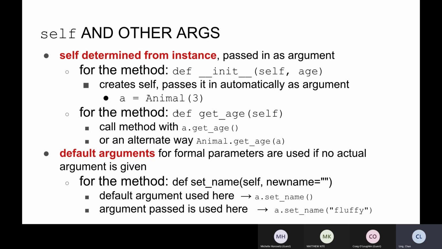And when you're calling the method for a class, don't forget, when you define it, you have to put a self in it. But when you call it, you don't. Okay.